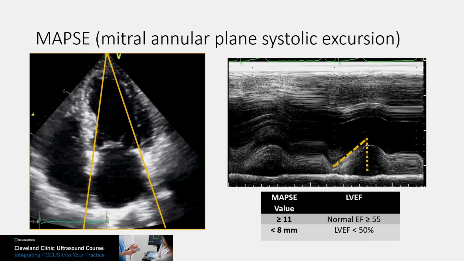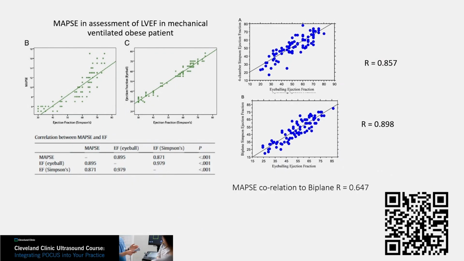Some studies have suggested that you should be averaging the measurement from the medial and lateral mitral annulus. I try to do both just to get an average and a better assessment of LV systolic function. This is a study that was published that looked at MAPSE in a case that we are more interested in, which is LVEF in mechanically ventilated obese patients. These are the patients that you have a lot of challenges when you are trying to do EF assessment, given that the image quality may not be appropriate.